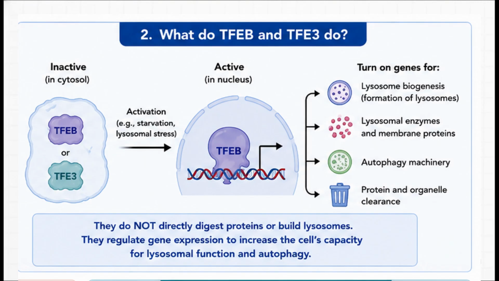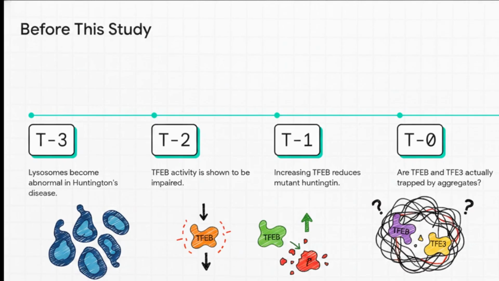So what did the scientific community actually know before this paper came out? Well, researchers already knew TFEB activity was impaired in Huntington's disease, and that artificially boosting TFEB could reduce that toxic mutant Huntingtin. They also knew lysosomes looked really abnormal in sick neurons. But they still had major unanswered questions. Like, was mutant Huntingtin physically trapping TFEB? What about TFE3, which had honestly barely been studied in this context? And was mutant Huntingtin actually tearing holes in those lysosomal membranes?